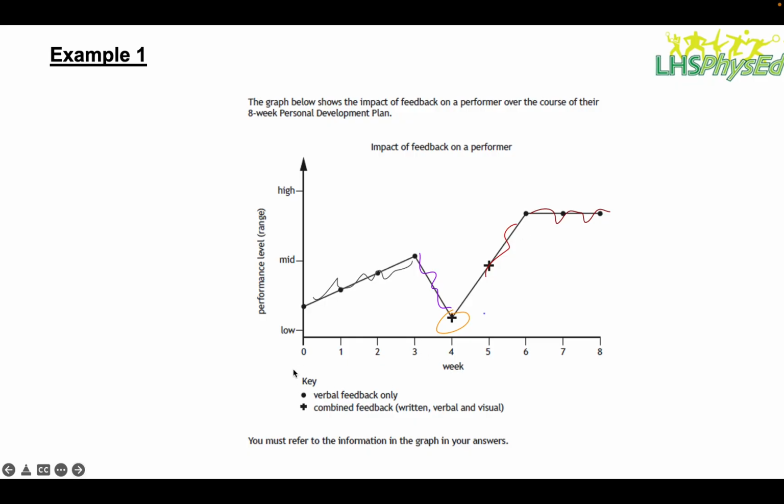It's also important here to look at the key. We can see where there's a round dot, that was where the performer was given verbal feedback only. And where there's a little cross, that was where they got a mixture of combined feedback, so they got some written, some verbal, and some visual. It's also really important that you read this statement here. You must refer to the information in the graph in your answers.